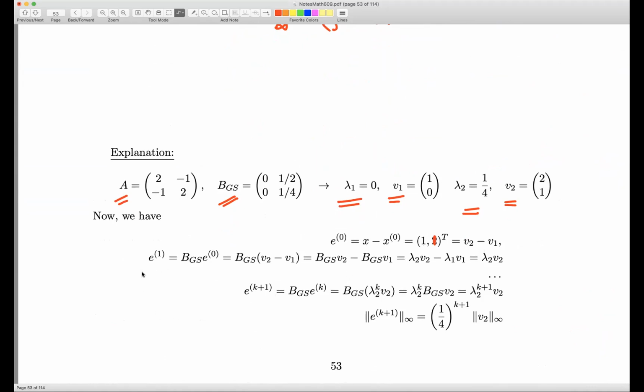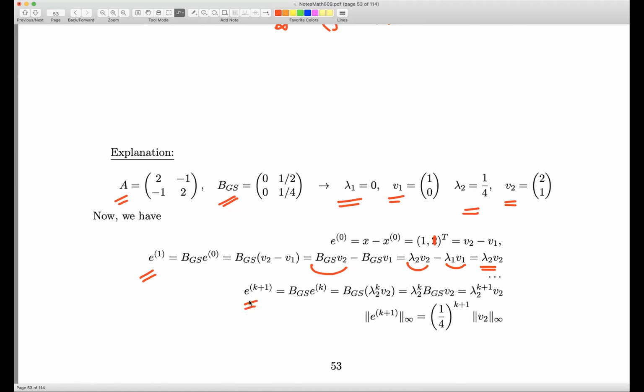If you look at the error e1, we know that in any iterative procedure the error at step 1 is equal to the iteration matrix applied to the error at step 0. So you have the iteration matrix applied to V2 minus V1. The iteration matrix applied to V2 is lambda 2 V2, because this is the eigenvector associated to this eigenvalue, and applied to V1 it is lambda 1 V1, but lambda 1 is 0, so this will be lambda 2 V2.